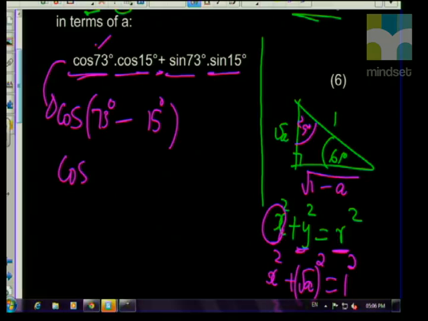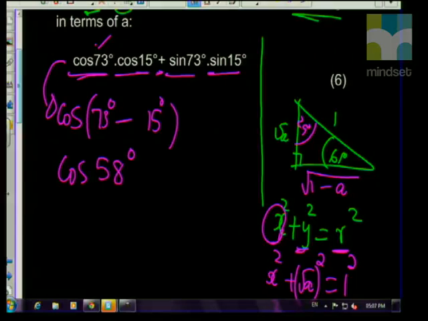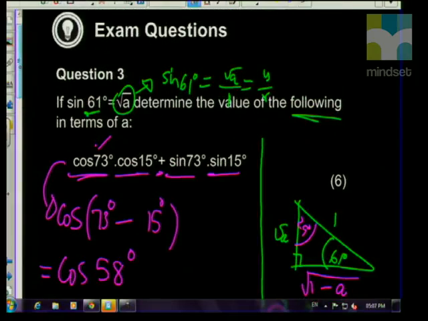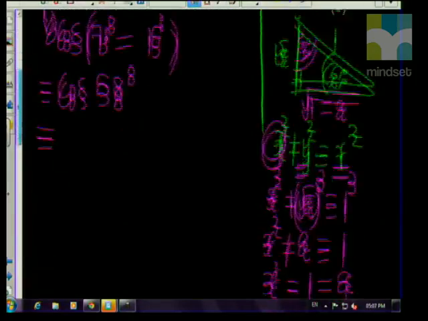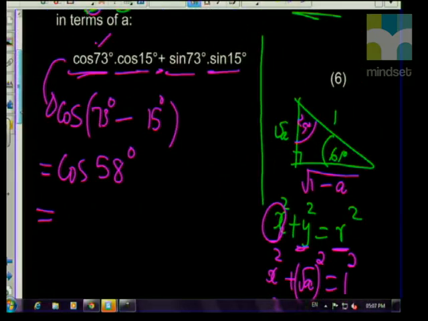73 minus 15, that's 58, okay? Now, we go back. We were given 61. What's the relationship between 61 and 58? We don't find any at the moment, not unless you see it somewhere else. But now I go back to the triangle. Okay, there is 61, there is 29. There is a relationship between 58 and 29.